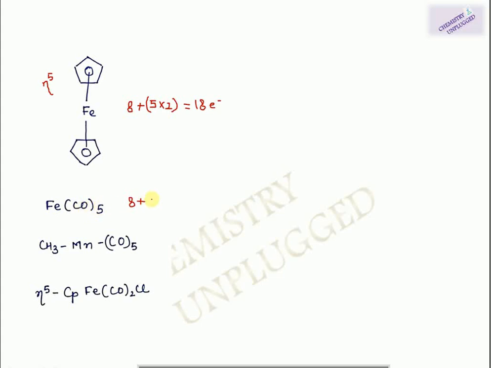So 5 will give 10. It is also following the 18 electron rule.